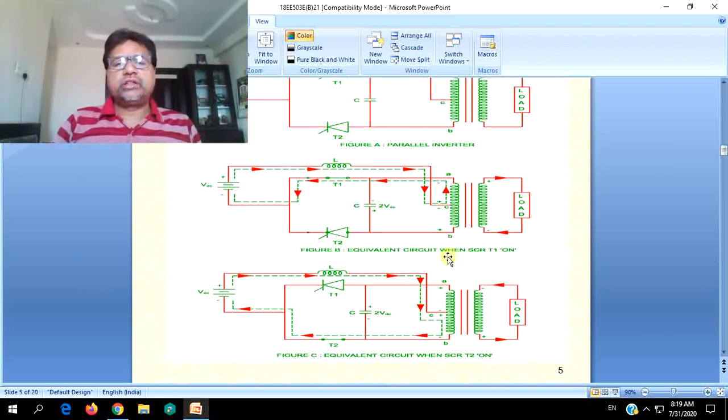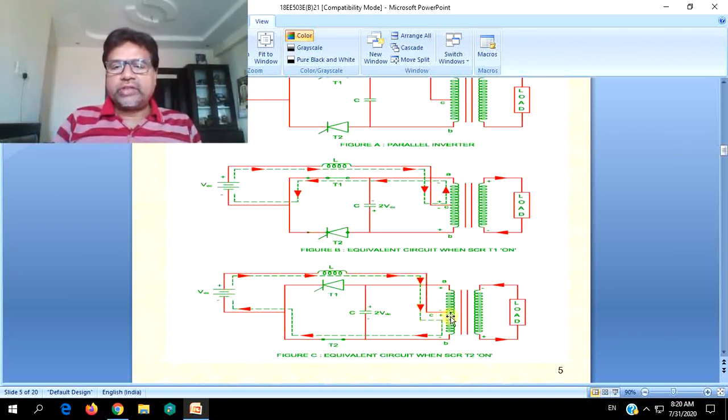Now consider the moment at which SCR T2, the other SCR, is turned on. We have to take all the precautions, that is circuit turn off times and SCR turn off times. When SCR T2 is turned on, now the current takes the other path. Because T1 will be turned off, this acts like an open circuit. Current flows from the source, inductance.